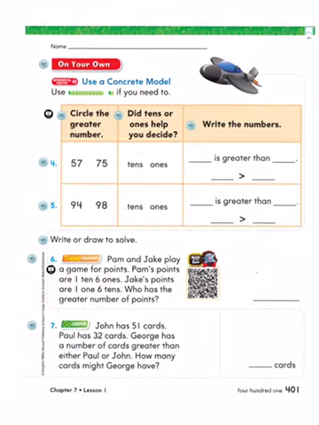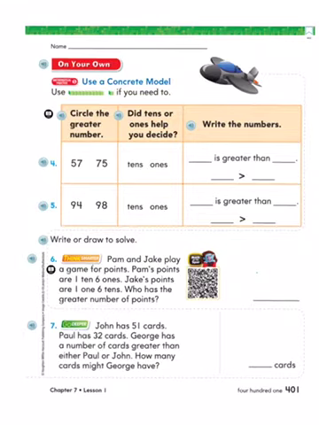Now that you've completed page 400, go ahead and move on to page 401. So if you look up at the top here, the directions, it says use 10 sticks and ones if you need to. It's the same kind of a chart as we used on page 400. We have circle the greater number. Did tens or ones help you decide? And it also has you write the numbers. Now, when you get down here, it says write or draw to solve. So I do still want you to have some scratch paper handy or have some 10 sticks and 1's cubes handy.